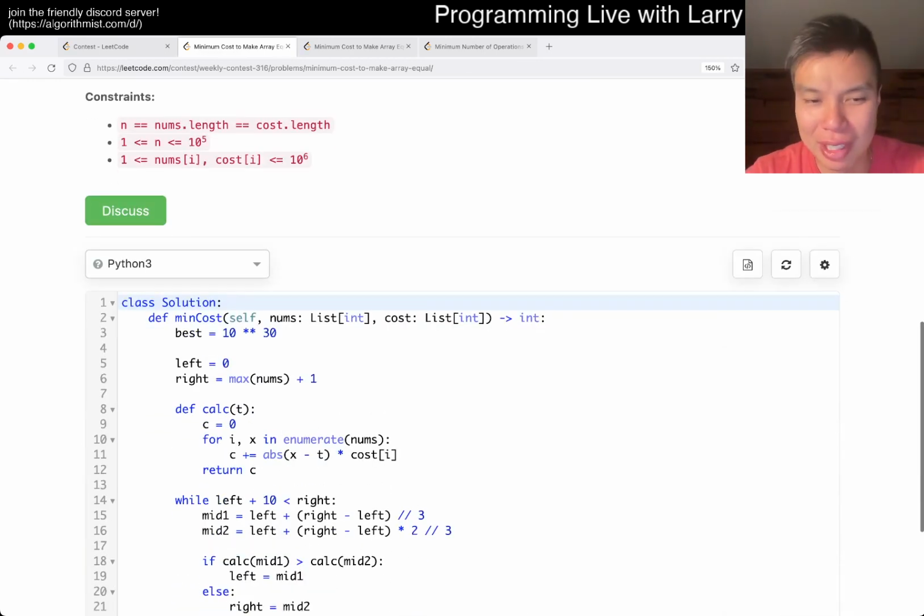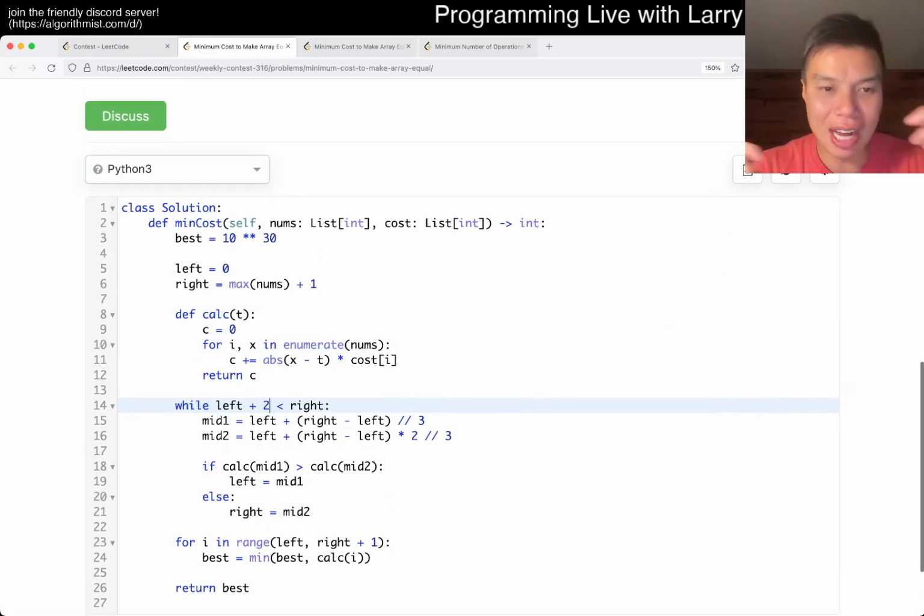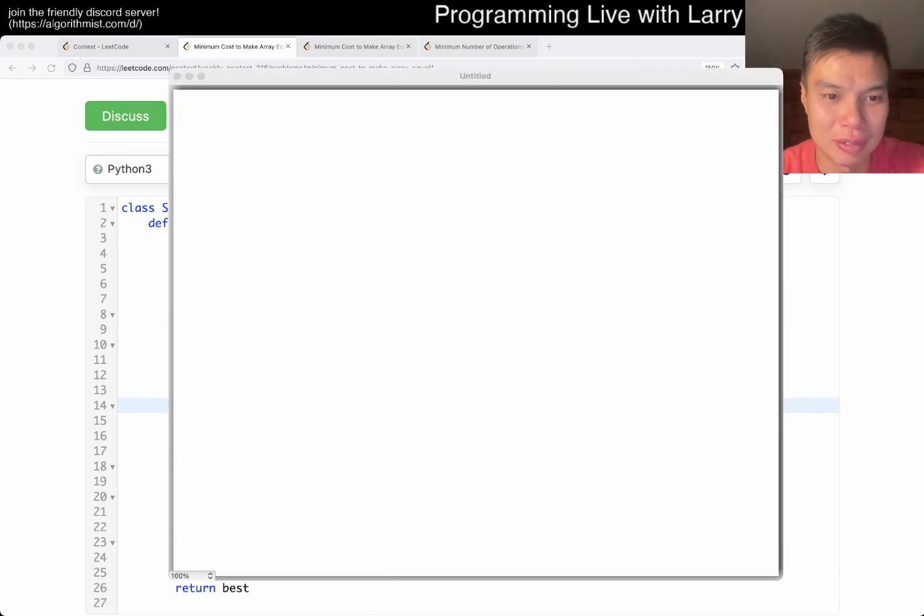And here I did a very sloppy ternary search, so do forgive me. But the idea here is, and I'm going to try to paintbrush this real quick. I don't have my usual drawing array, so please forgive me if things are not perfect.